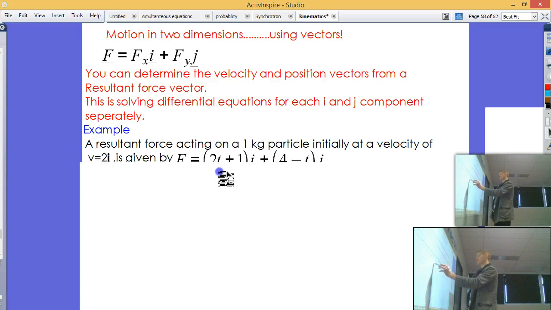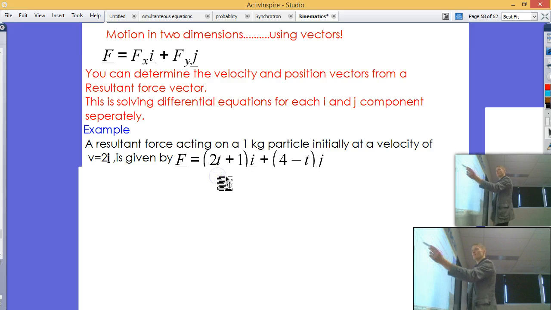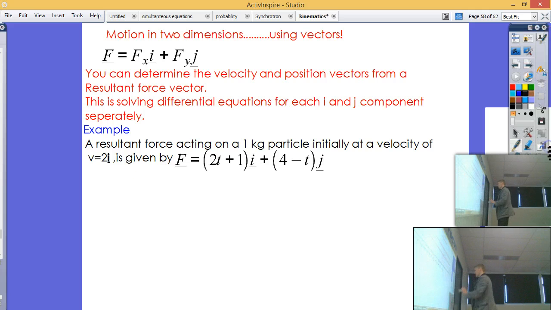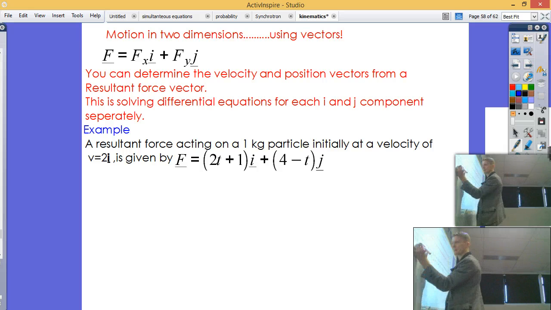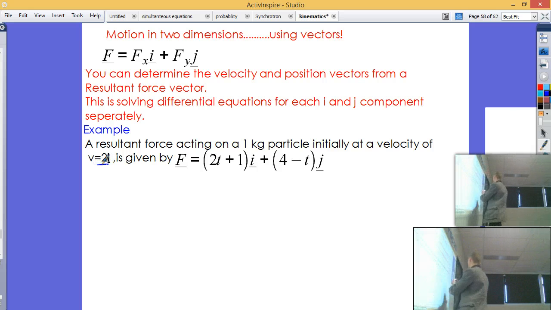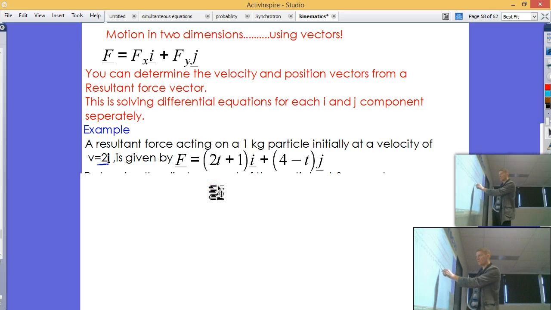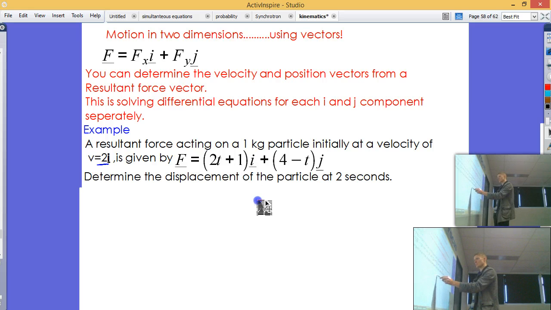So a resultant force acting on a particle initially at a velocity of v equals 2I. Okay, so instead of some initial velocity on its own, it's now just going to be given in vector form. So that's just highlighting the fact that it's going to be in the I component, the I direction. And here's our force acting on the particle. It's just 2 linear functions, one in the I component, one in the j component. Let's determine the displacement of the particle at 2 seconds.